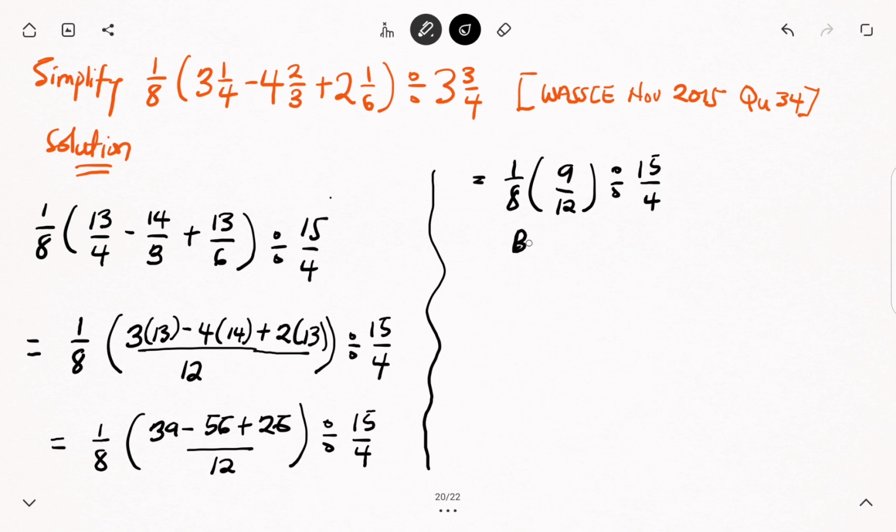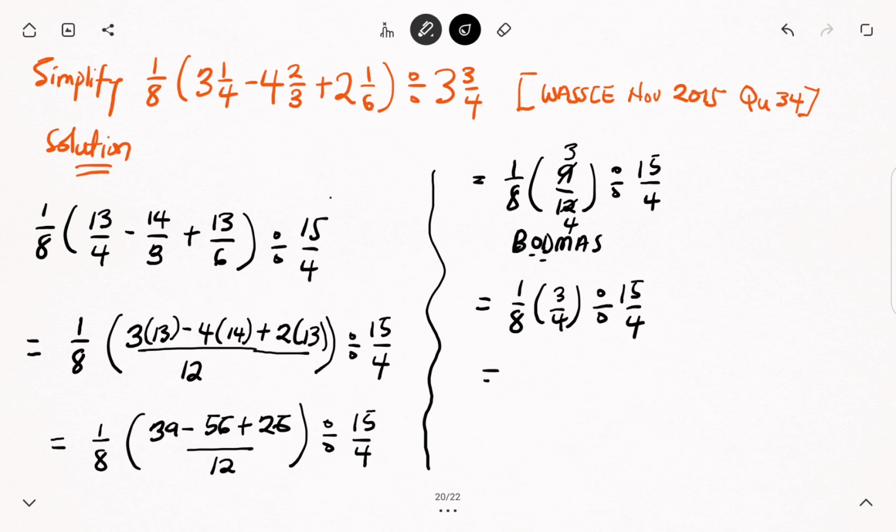Okay, still using BODMAS. I need to do the multiplication first before I do the division because the "of" over here means product. So we need to do the multiplication first before we do the division. So this is equal to 1 multiplied by 9 will give me 9. Or for me to make my work easier, I can cancel. 3 can go into 9 3 times. 3 can go into 12 4 times. So I now have 1 over 8 into bracket 3 over 4 divided by 15 on 4.